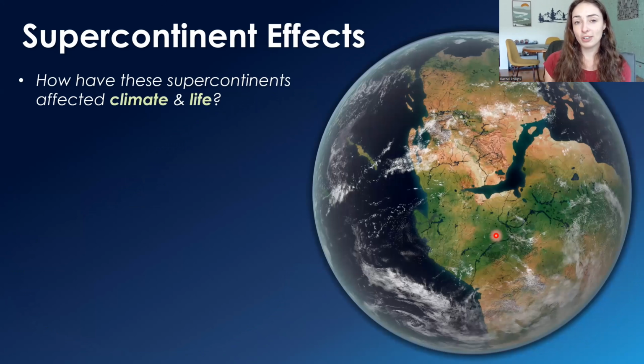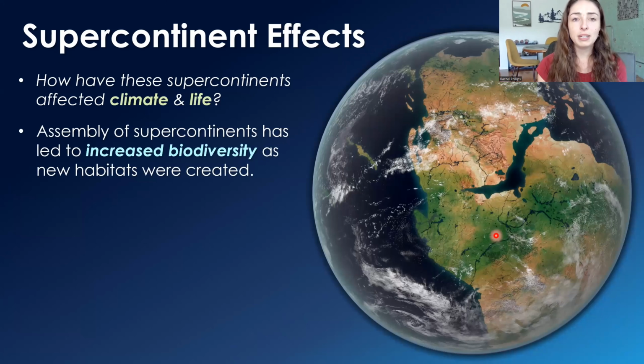But now to the part of this video that I find most exciting, and that is, how have these supercontinents affected climate and life? In terms of life, the assembly of supercontinents has often led to increased biodiversity as it has opened new habitats for life. Oftentimes, continents will connect and there'll be a great migration and kind of interchanging, and this opens a lot of new environments for life that was previously not able to get to that other continent.